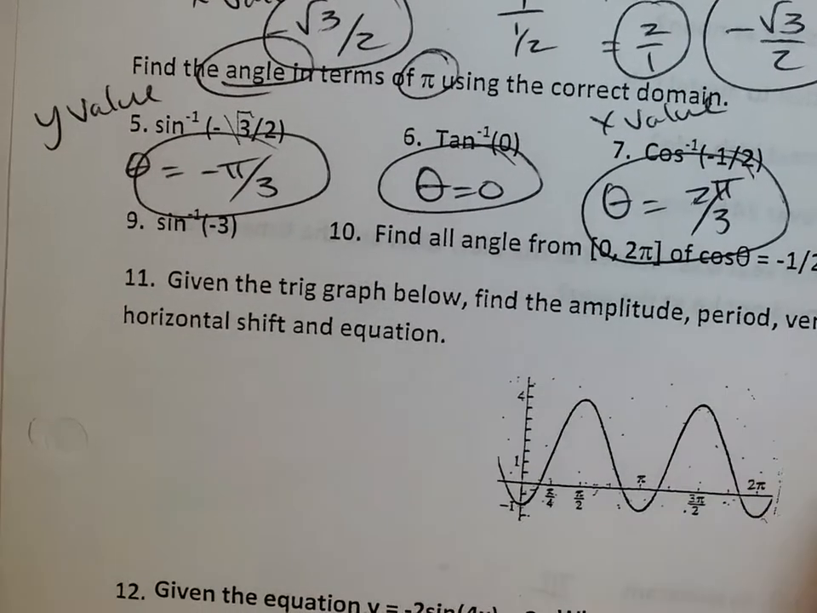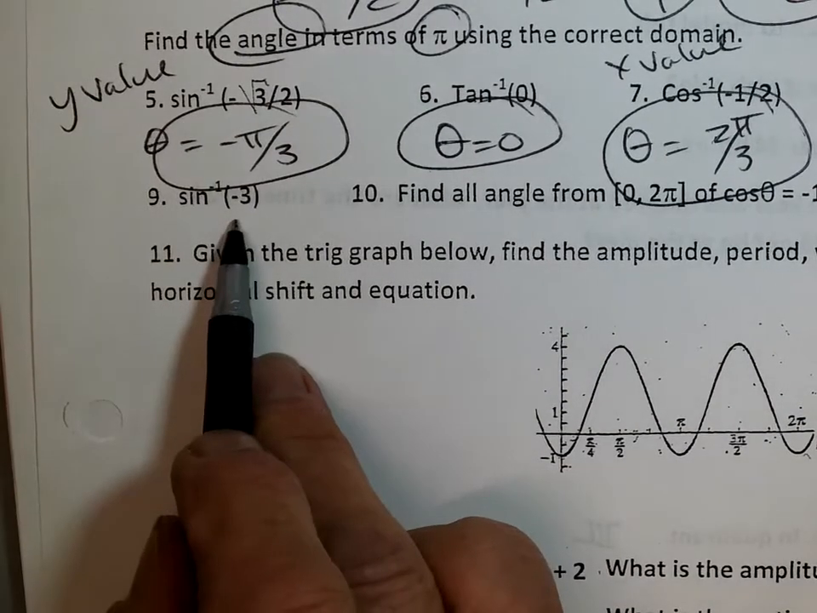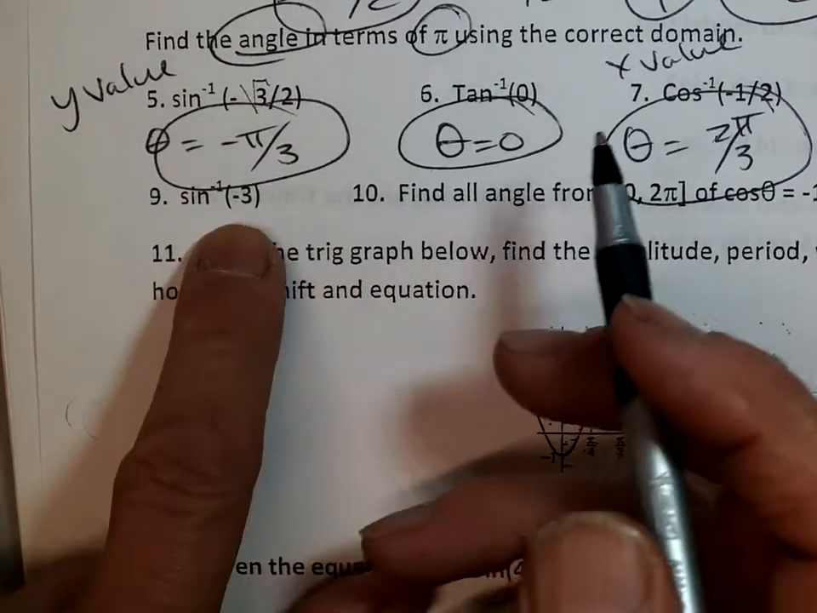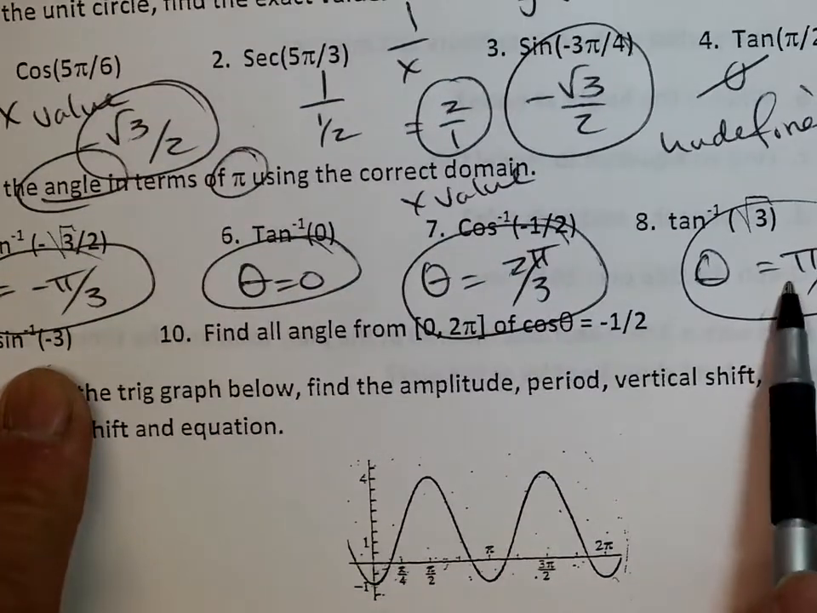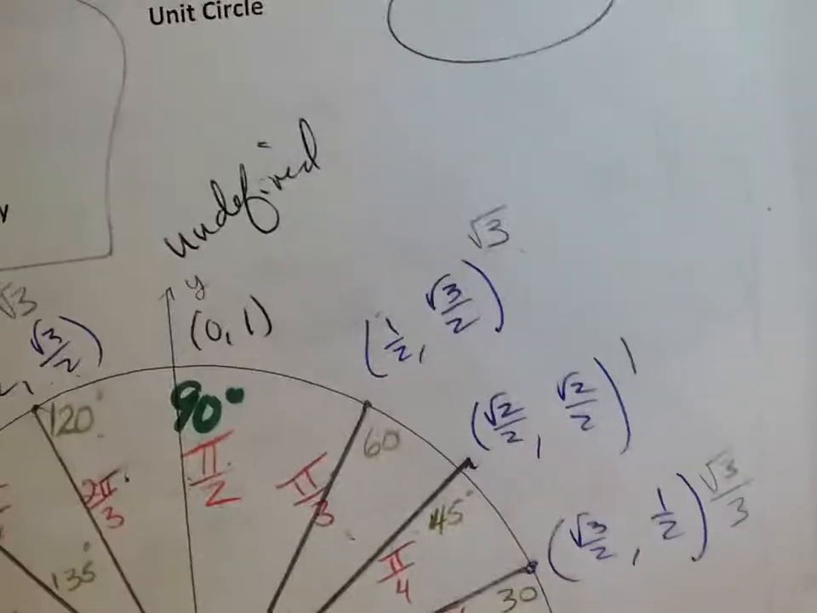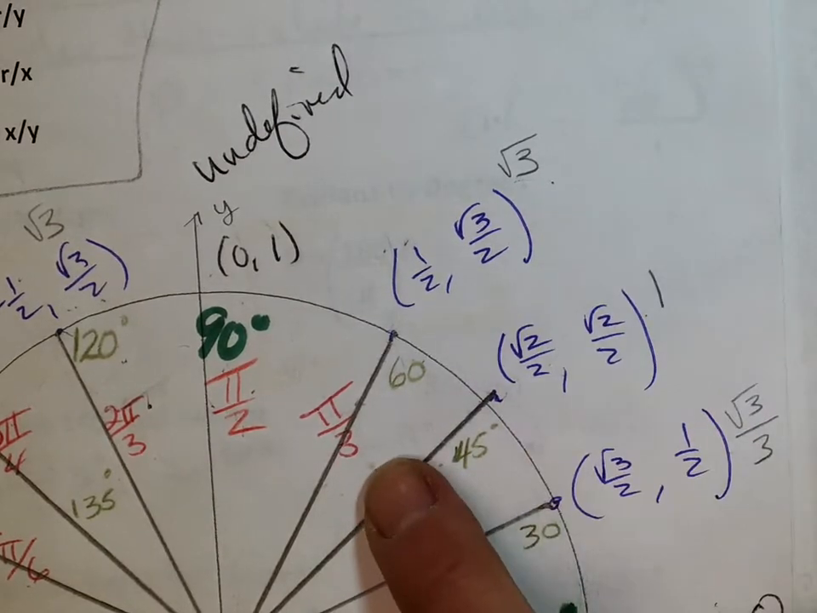Yes, Landon. Thank you. Okay, now, sine inverse of negative 3. So we're going to have to use a calculator, but I just did 8. Couldn't see it. Oh, sorry, my bad. Yeah, square root of 3 is right here for tangent, right? The angle is pi thirds.